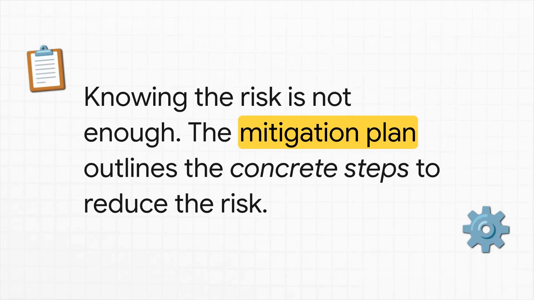All right, knowing about a risk is one thing, but doing something about it is everything. This is where the rubber meets the road. The mitigation plan is the action plan. It's where you outline the specific, concrete steps you're going to take to either make the risk less likely to happen or to lessen the pain if it does.